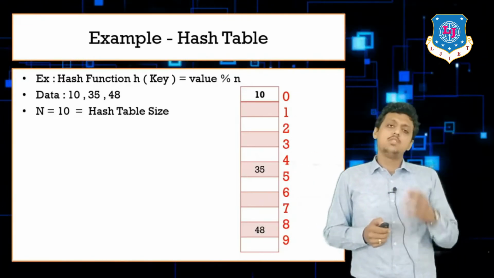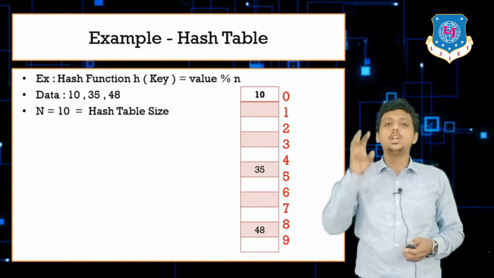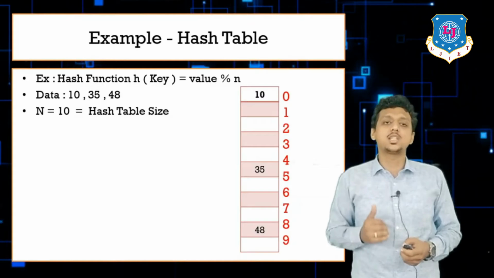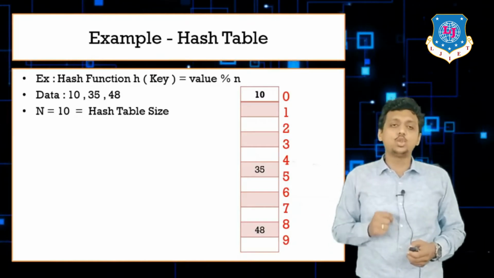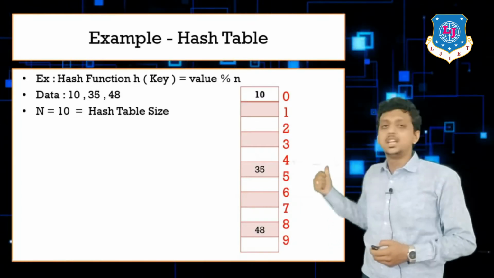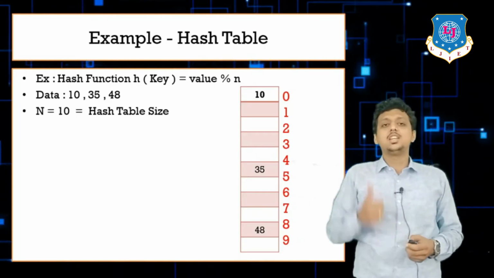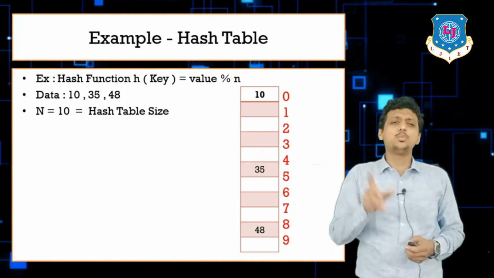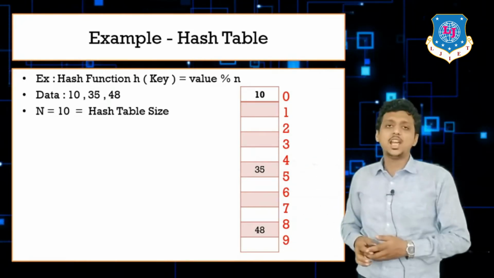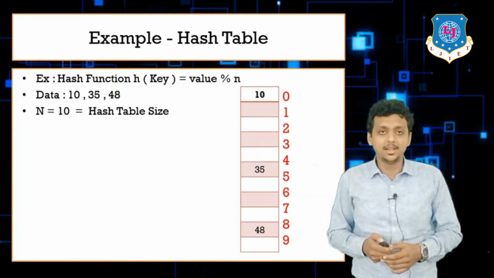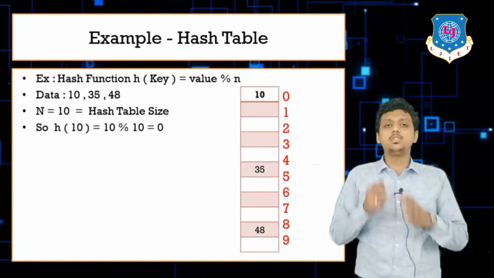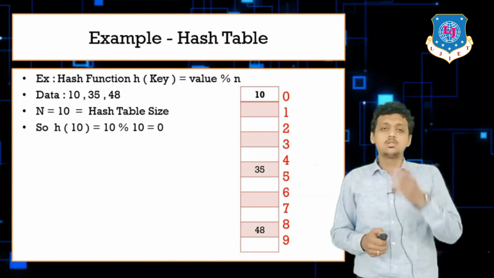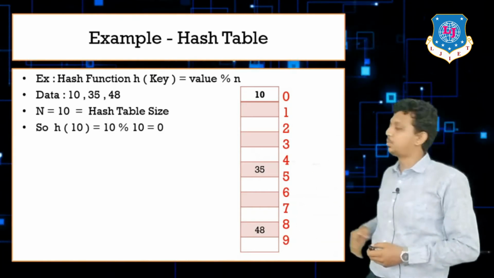So what we need to do is apply the hash function on the key values, and after that we get the actual index value. Suppose the first value I want to insert is 10 in the hash table. How can I insert it? I need to find h of 10. What is the formula for h of 10? The h of 10 is equal to value modular n. So for h of 10, we write 10 modular 10, which becomes 0. So 10 will be inserted at the 0th position.